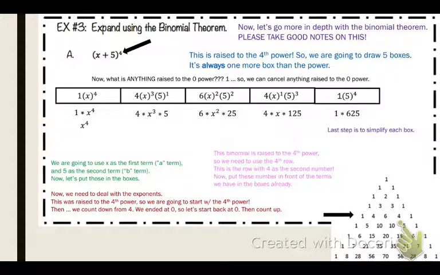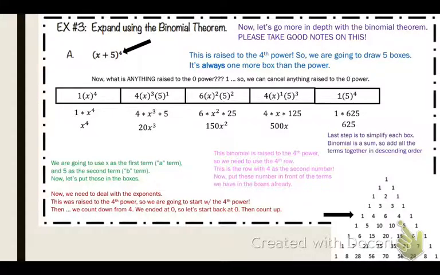Okay? And then we just need to continue to simplify these. 1 times x to the 4th is just x to the 4th. 4 times x cubed times 5, 4 times 5 is 20, so that's 20x cubed. And then 6 times x squared times 5 is 150x squared. 4 times x times 125 is 500x. Then 1 times 625 is 625. Okay?